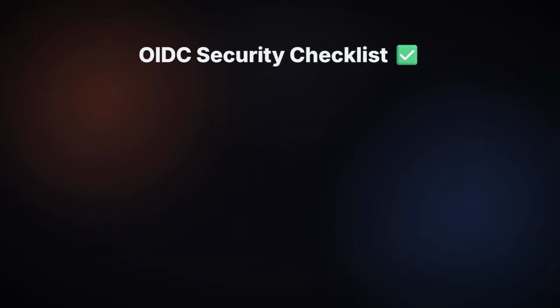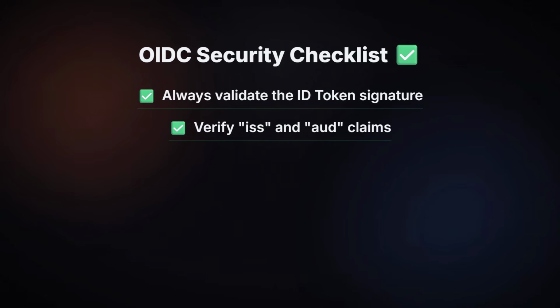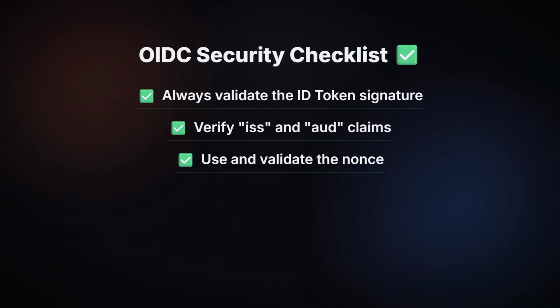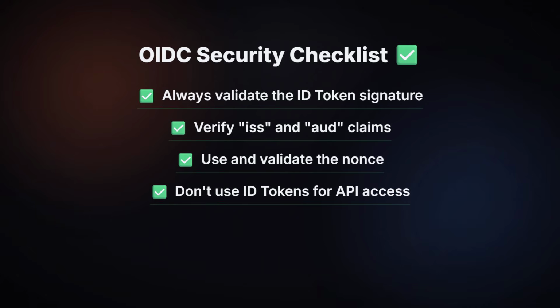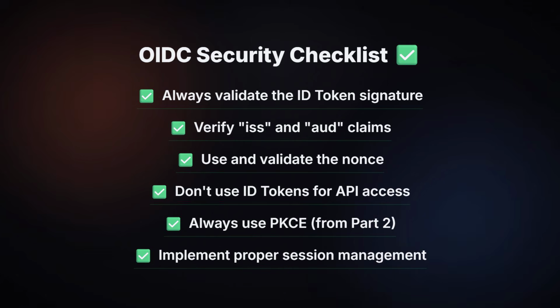Before we wrap up, your OpenID Connect security checklist. Always validate the ID token's signature. Always. Verify the iss and aud claims. Make sure you know who issued it and that it was meant for you. Use and validate the nonce. It prevents replay attacks. Never use ID tokens for API access. That's what access tokens are for. Always use PKCE. We covered that in part 2, and it's non-negotiable. And implement proper session management. Don't let sessions live forever.